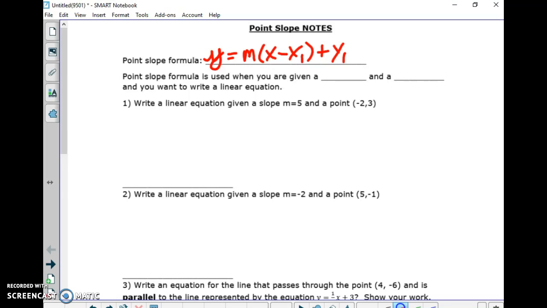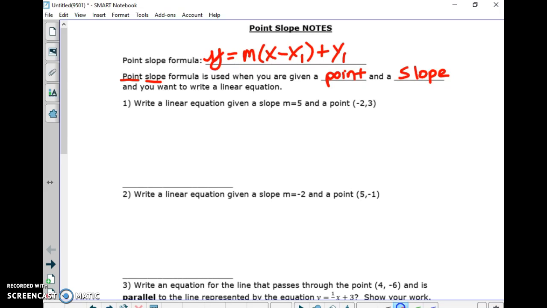Now, point slope formula is used when you are given what and what. So what kind of formula is this? Point slope. So what two things do you need? A point and a slope. Doesn't that make a lot of sense? Right? Exactly. So, since we're all awake, enjoying life with our heads up. So, for point slope formula, you need a point, you need a slope.